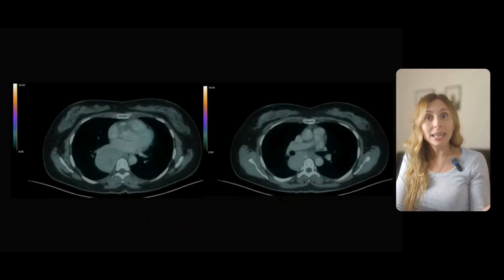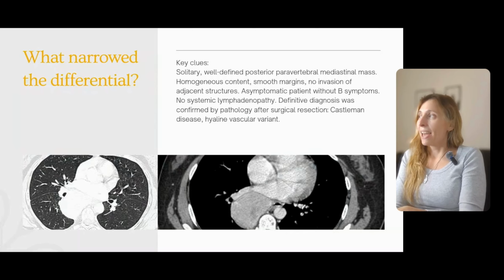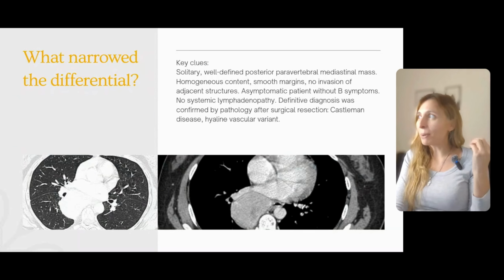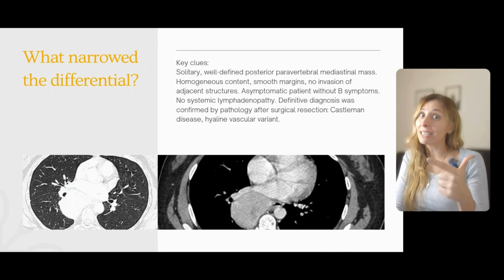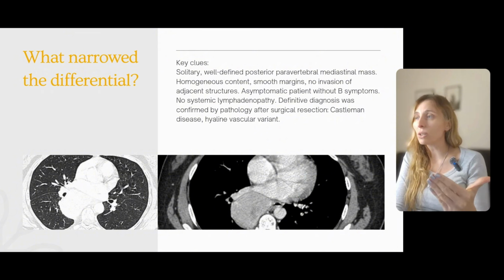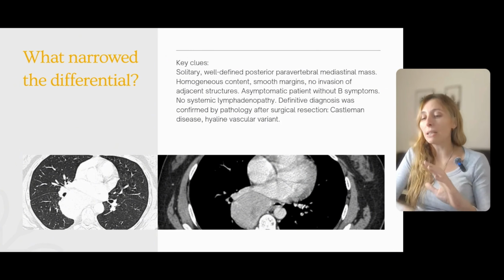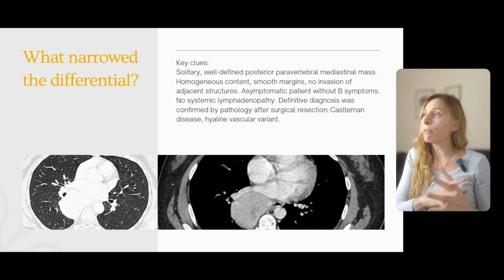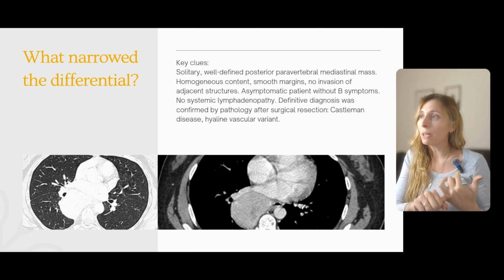We did a PET-CT and the lesion showed no metabolic activity. And what helped us narrow the differential? Key clues: solitary, well-defined posterior paravertebral mediastinal mass, homogeneous content, smooth margins, no invasion of adjacent structures, asymptomatic patients without B symptoms that move us away from lymphoma, no systemic lymphadenopathy.